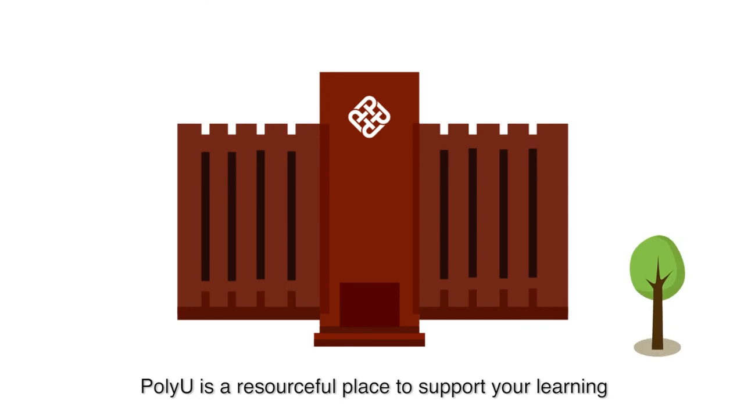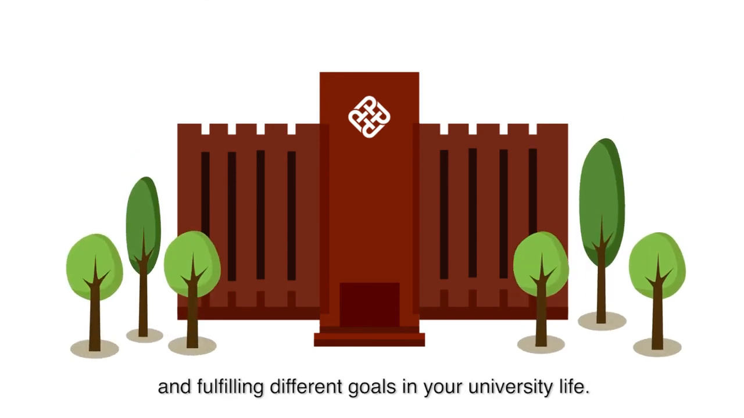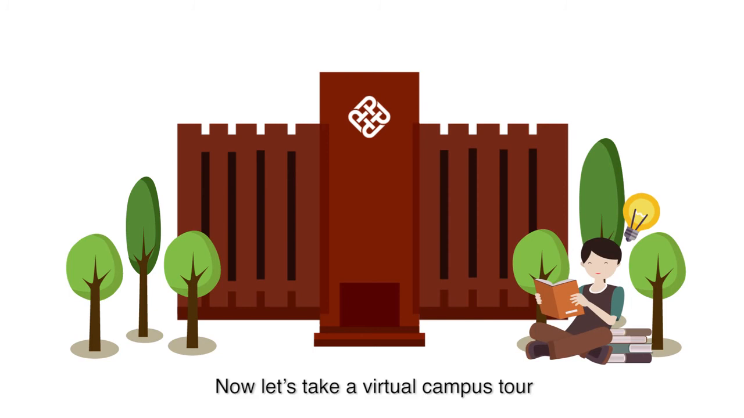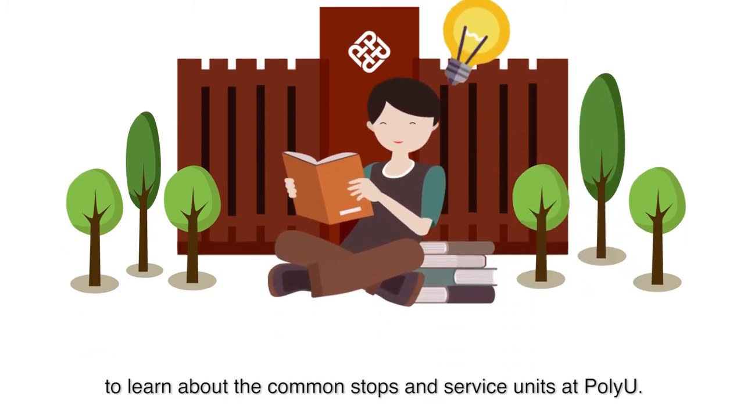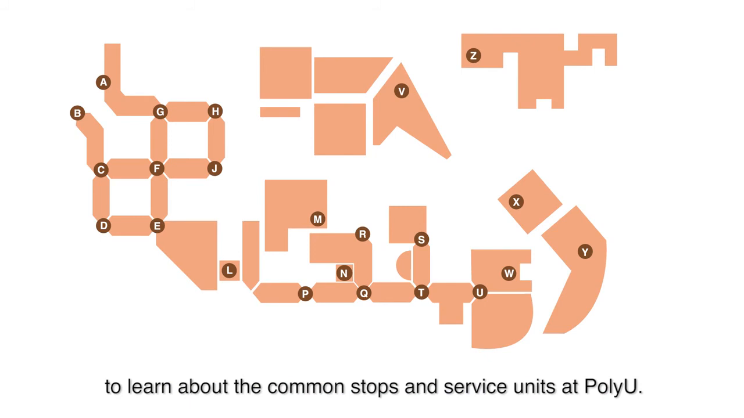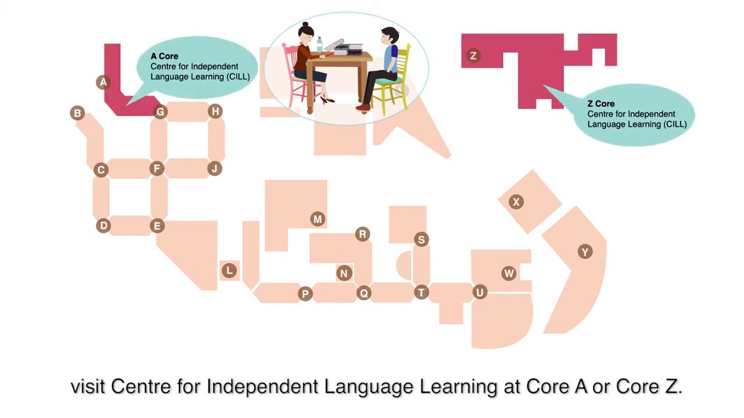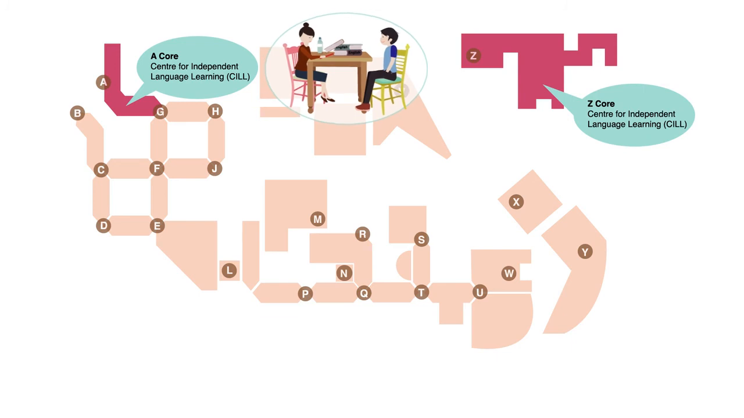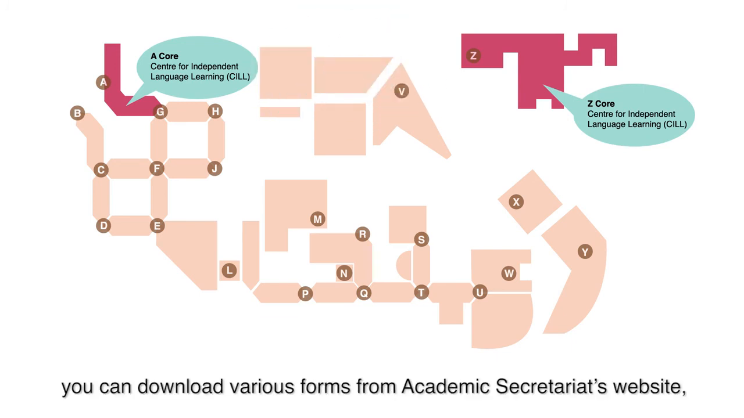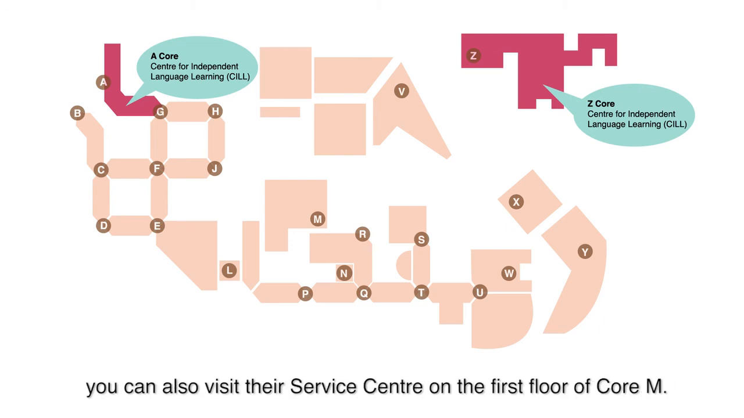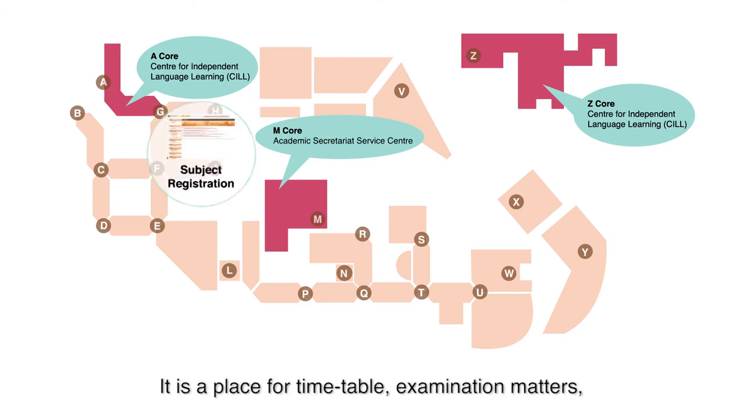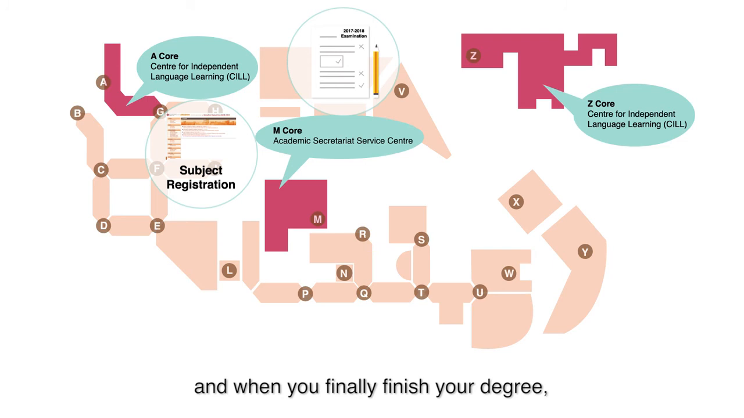PolyU is a resourceful place to support your learning and fulfilling different goals in your university life. Now, let's take a virtual campus tour to learn about the common stops and service units at PolyU. First, if you want to improve your English skills, visit the Center for Independent Language Learning at Core A or Core Z. As mentioned previously, you can download various forms from the Academic Secretariat's website. You can also visit their service center on the first floor of Core M. It is a place for timetable and examination matters, and when you finally finish your degree, you can pick up your official transcript there.